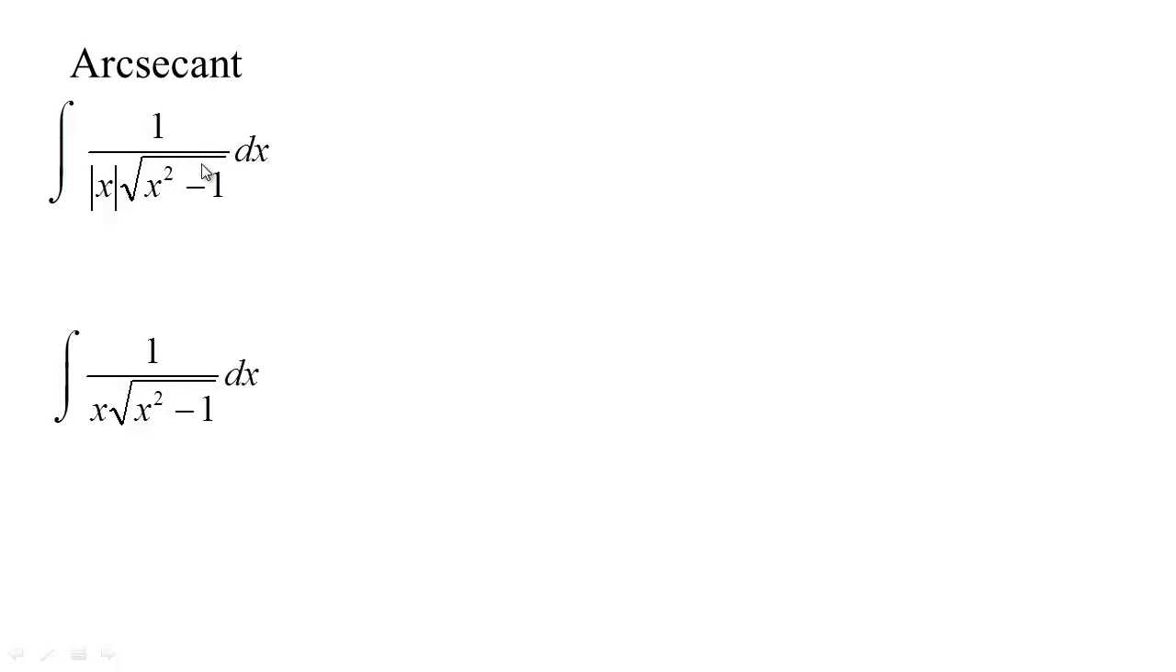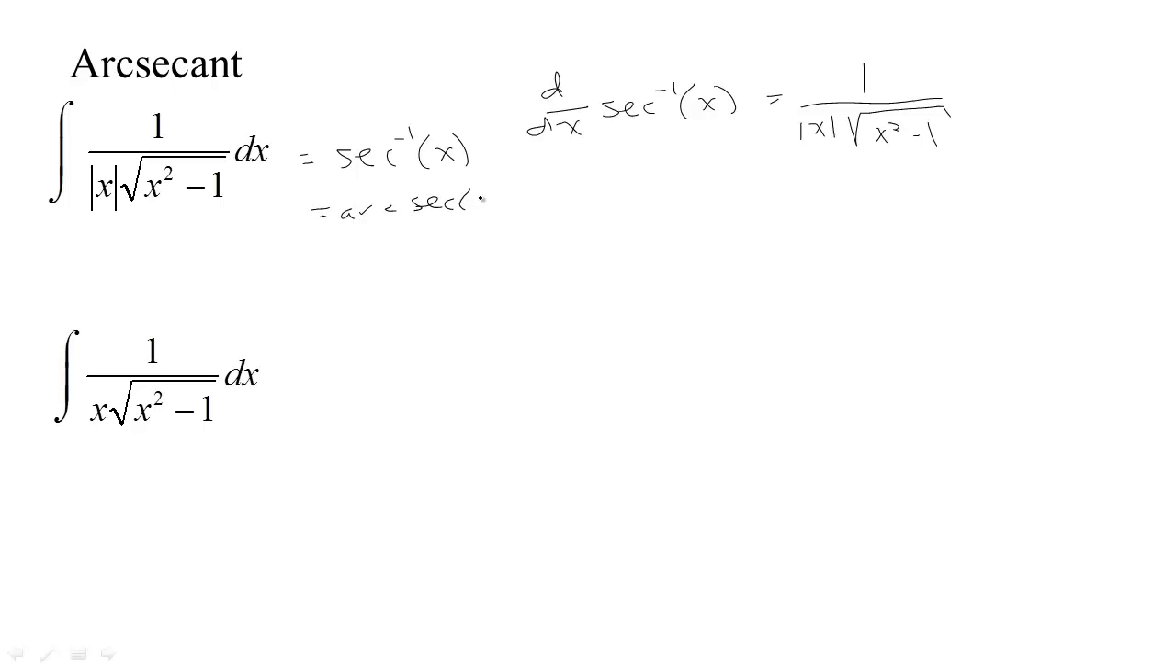Here are a couple of antiderivatives that are related to the arcsecant. Remember, the derivative with respect to x of the secant inverse, or the arcsecant, is 1 over the absolute value of x times the square root of x squared minus 1. So if you see this notation, it's saying, well, what function has this differential? And that would be the arcsecant of x, or the secant inverse of x, plus c.